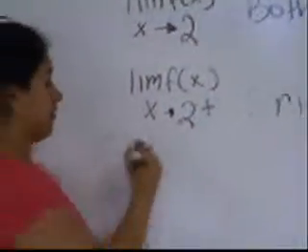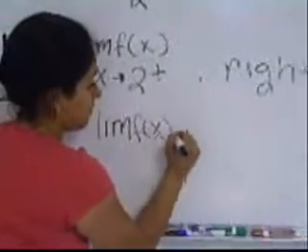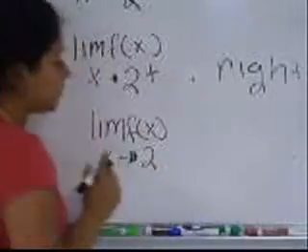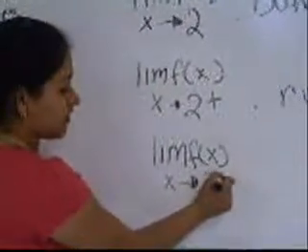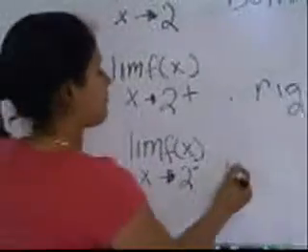Okay, now another one. This notation is asking what's the value of x as, oh, don't forget the negative sign. What's the value of x as it approaches 2 from the left side?